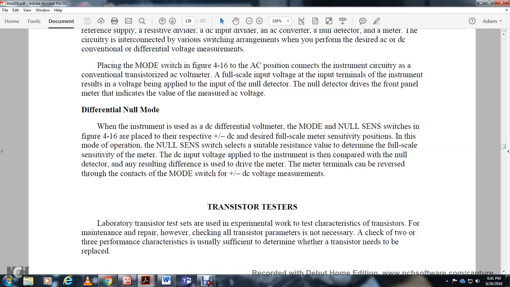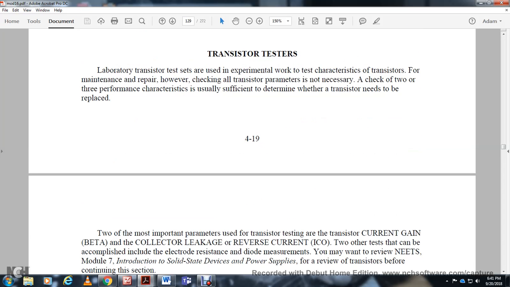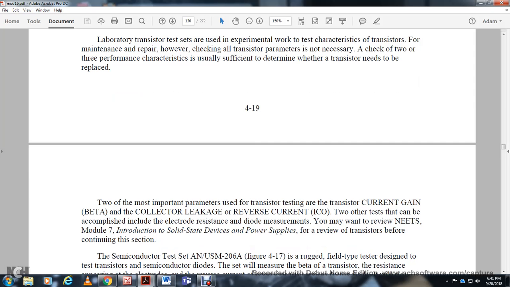Transistor tester. Laboratory transistor testers are used for experimental work and for testing transistor characteristics for maintenance and repair. However, checking all the transistor parameters is not necessary. Checking two or three performance characteristics is usually sufficient to determine whether the transistor needs to be replaced. Two of the most important parameters in testing transistors are current gain, beta, and collector leakage reverse current. Other tests can be accomplished by electrode resistance and diode measurement. You may want to review the NEETS module on introduction to solid state devices and power supplies for a review of transistors.